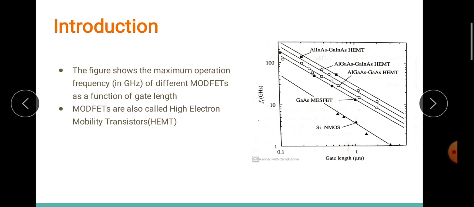So these were the things that we could interpret from this graph. In fact, this graph was plotted at a temperature of 300 Kelvin, which means your room temperature. If your temperature was reduced to about 0 Kelvin, you can see that these frequencies could be much higher, right? So MODFETs or HEMT devices are capable of operating at extremely high frequencies because of the extreme mobility of electrons.